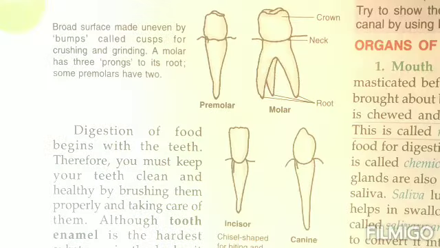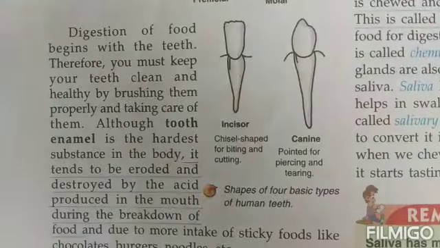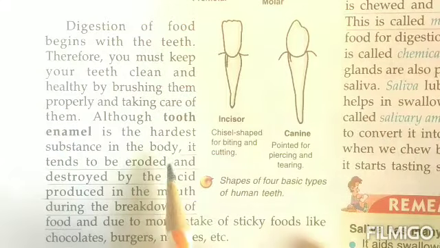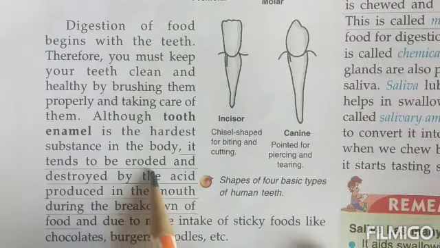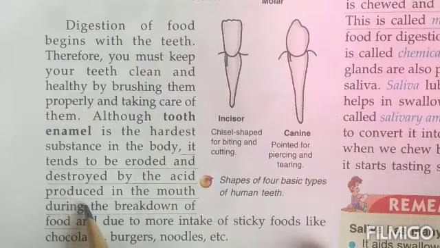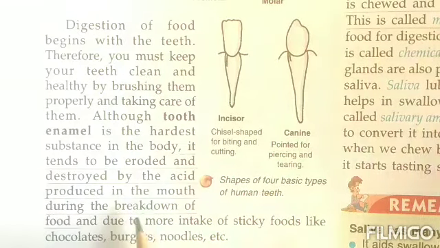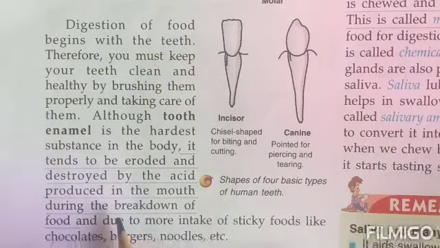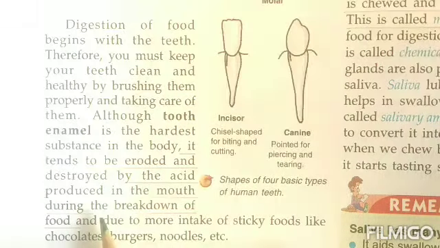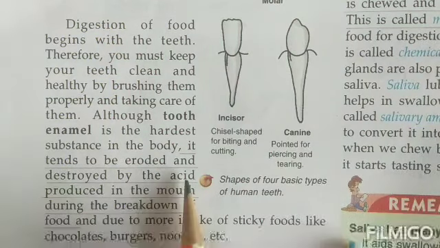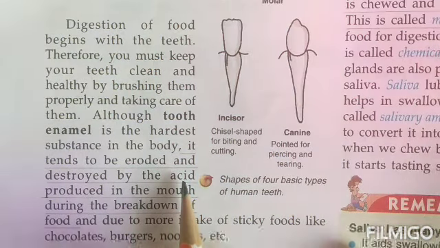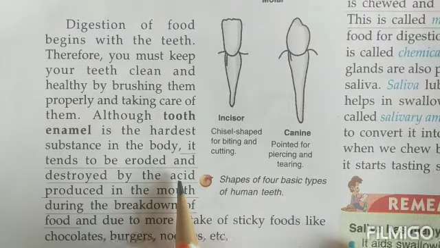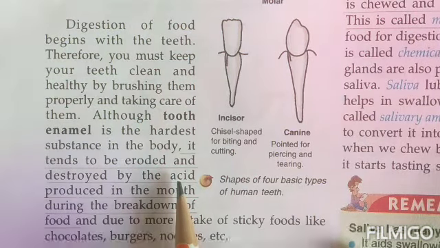Although tooth enamel is the hardest substance of our body children, it still can be eroded and destroyed by the action of the acid which is produced when the breakdown of the food is taking place. That means when we are eating the various kinds of food in our mouth children, the acid which is produced at that time can kill the enamel of your teeth. It can make holes, cavities in the enamel of your teeth.